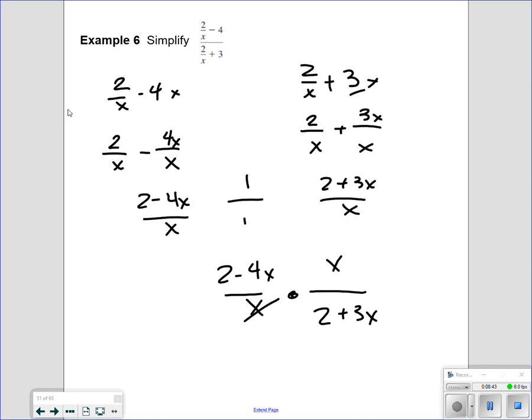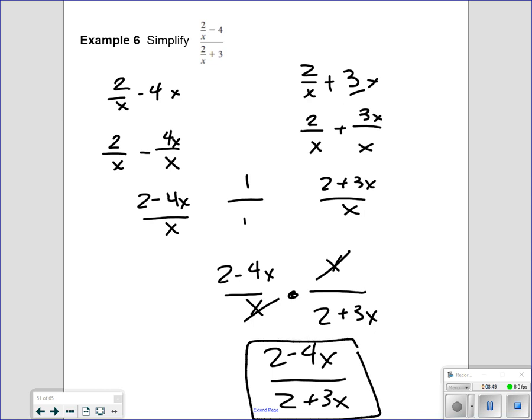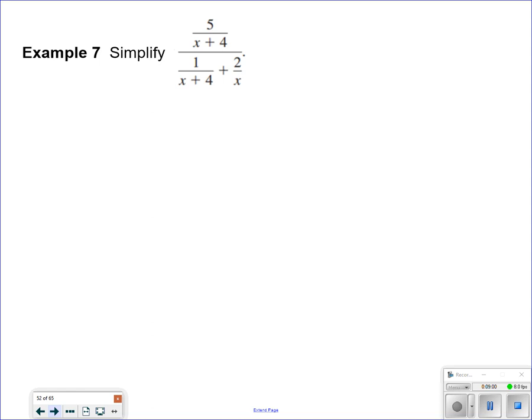And now this gets us back into the previous section. I can start canceling. And so 2 minus 4x over 2 plus 3x. Remember, you can't cancel anything that's part of a binomial unless it's the exact same binomial. So I divided the top divided by the bottom. The top, well, I don't have to do anything to the top, so that's nice. But the bottom, I've got a lot of work to do.